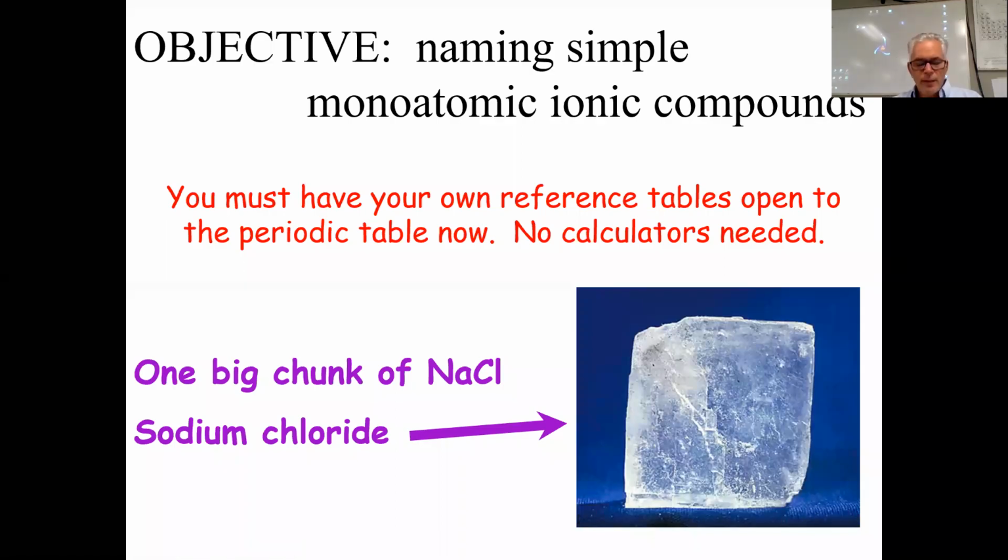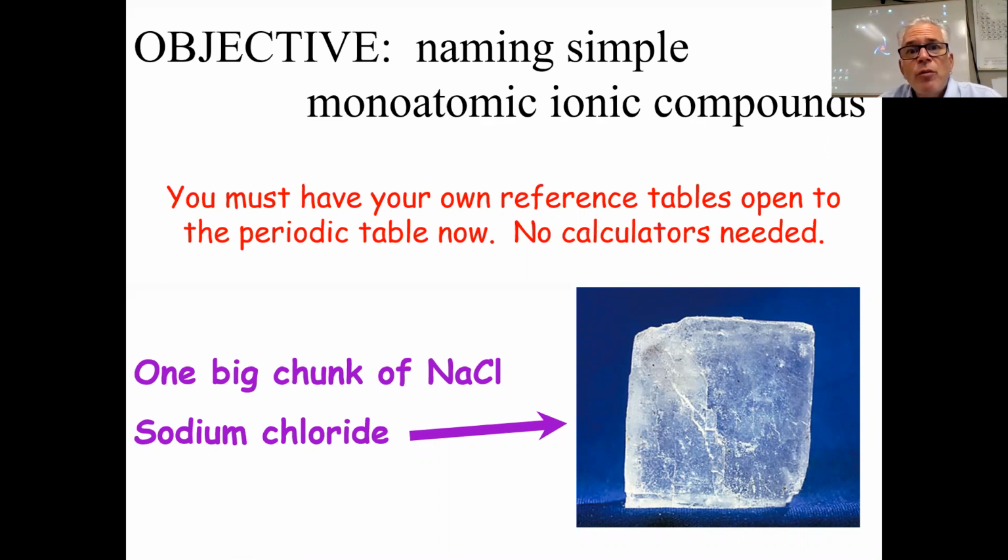All right, kids, this is the second class in naming compounds. This is called naming simple monoatomic ionic compounds. That's a lot of syllables. Monoatomic means one atom, and ionic compounds mean that the atoms form into ions and bond together.